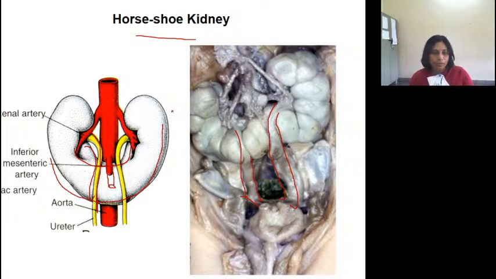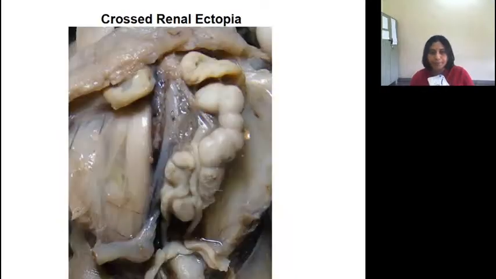So why does the horseshoe kidney fail to ascend? It will settle at a lower level compared to normal individuals, because the inferior mesenteric artery will prevent the further ascent of the horseshoe kidney.